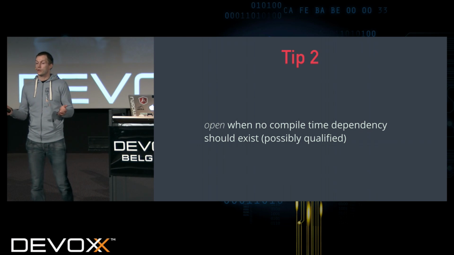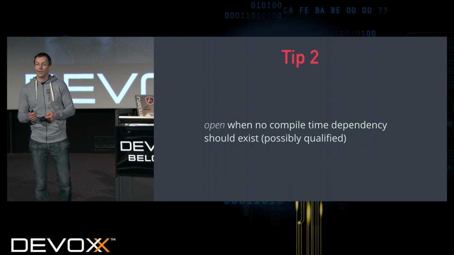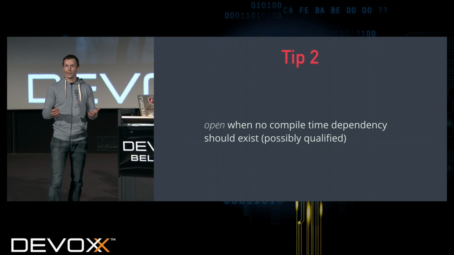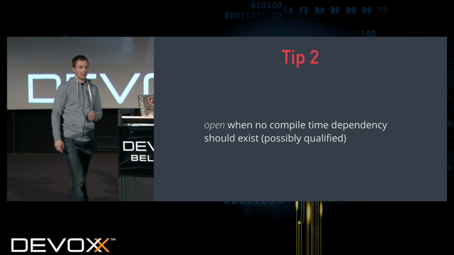Open is a little bit easier. That's just reflection access. So you can use that a little bit more freely. It's not as big a deal as an actual export.